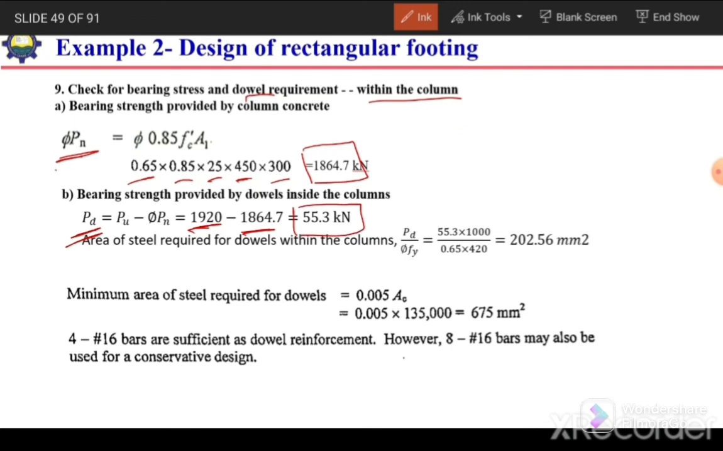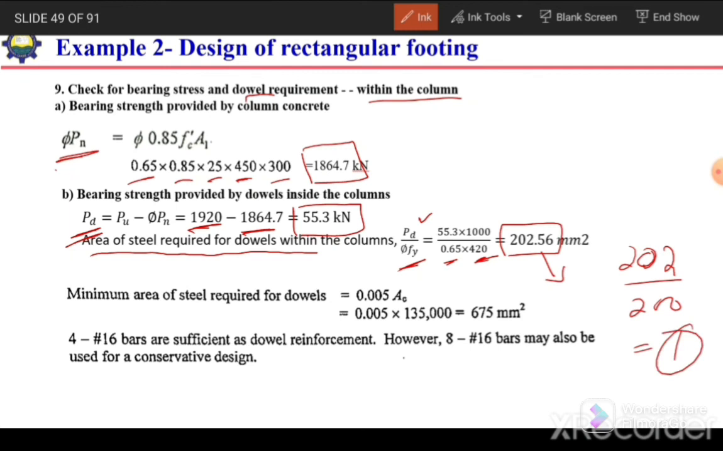So for that load we can calculate the area of the dowel reinforcement, that is equal to load resisted by the dowel reinforcement divided by phi Fy. So phi is 0.65 and Fy is 420. For the dowel reinforcement, Pu is 55.3 kilonewtons multiplied with 1000 to convert it into Newton. So we will get the area of dowel reinforcement. So corresponding to that area we can calculate the number of bars. For example, we use number 16 bars, so we need to divide it with the area of the number 16 bar, which is 200. So it means 1 bar is sufficient.